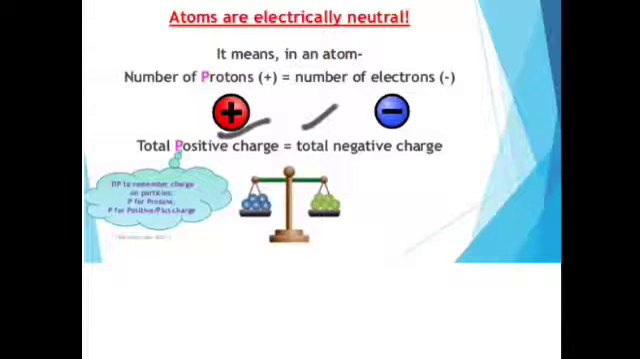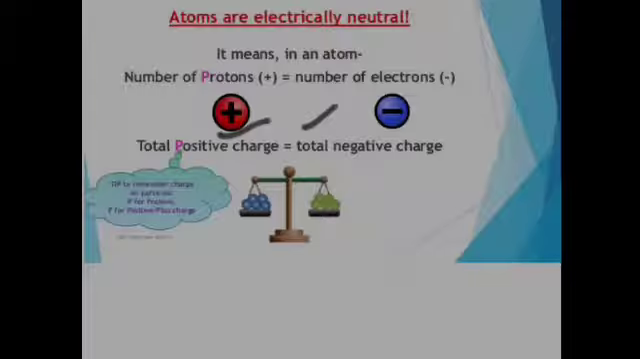So various scientists like J.J. Thomson, Rutherford, Niels Bohr, had their own models to explain the arrangement of protons and electrons in an atom, which we will discuss after the exercise on page number 44. Let us move on to the exercise on page number 44.